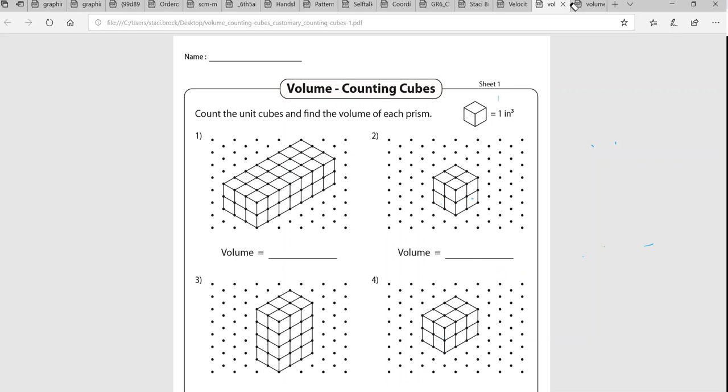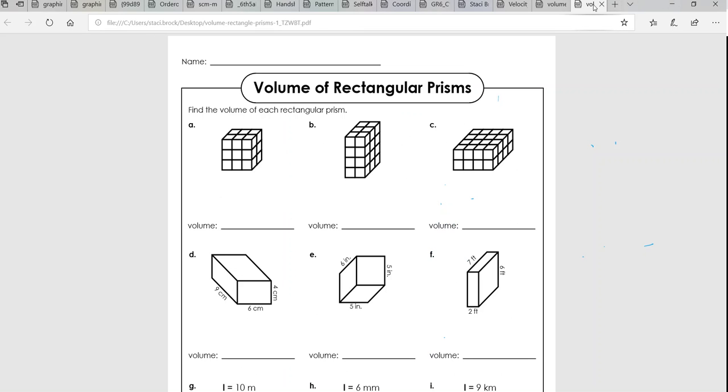I'm going to erase this. Okay, and we'll go to this other one. So here they have also counting of the cubes. 1, 2, 3, 4, 5, 6, 7, 8, 9. And I can see I have a second row back here, so that means I'd have another 9. So that means that my volume for this one, if I'm going to count cubes, would be 18.